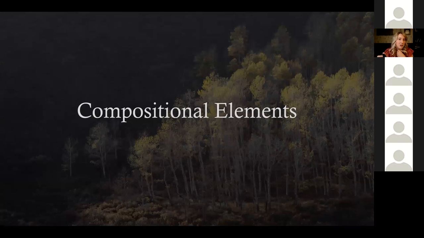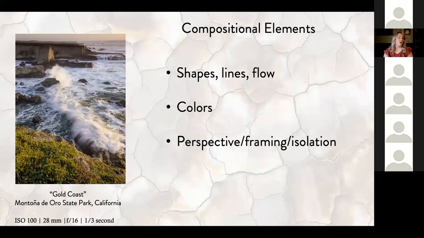So, compositional elements. I'm sure this is a review for many of you. They help direct you to tell a story or express a feeling about a scene. These include colors, shapes, lines, perspective, framing, and isolating. Your visual choices and how you place these elements help the viewer see or feel the story. This could be a very in-depth subject, so I'm just going to run through some examples demonstrating this.